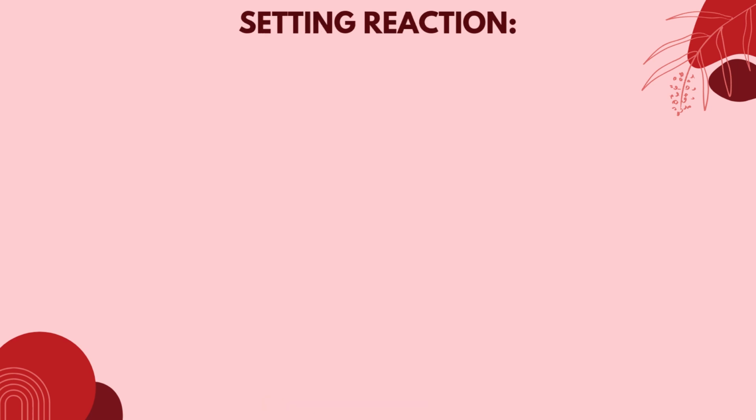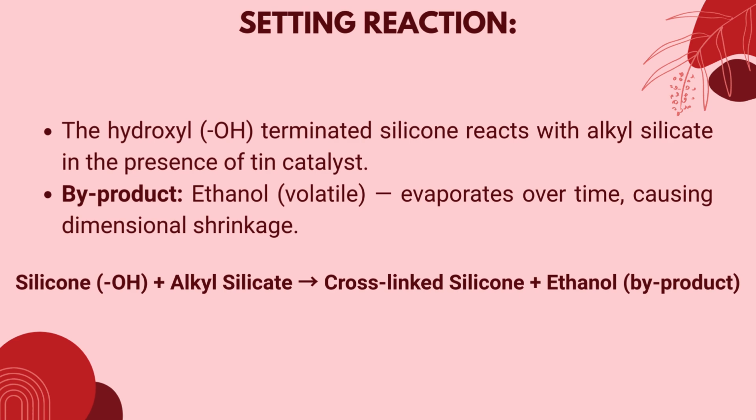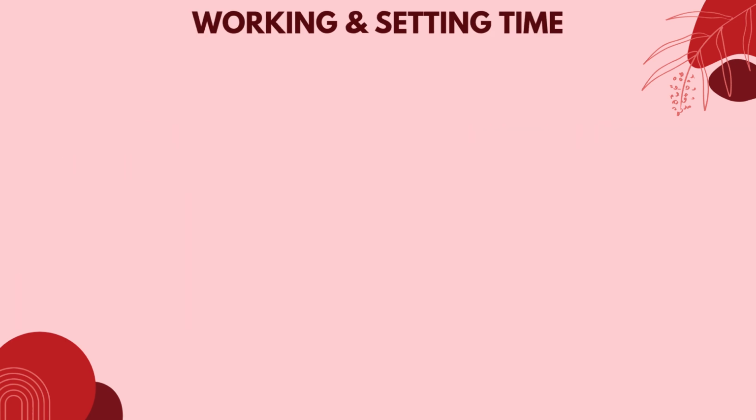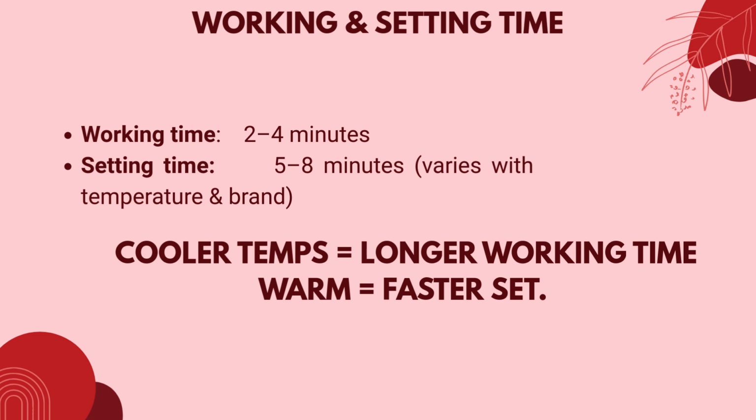It is set by cross-linking between terminal groups of the silicone polymers and the alkyl silicate in the presence of tin octoate, to form a three-dimensional network. It yields a byproduct, ethanol, which evaporates over time, resulting in dimensional shrinkage. This material has a working time of 2 to 4 minutes, with a setting time of 5 to 8 minutes that varies with temperature.